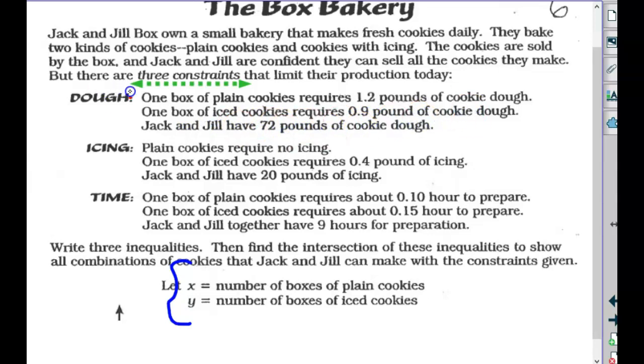So I'm going to use red for cookie dough, and we're going to say 1.2 for every box of plain, which would be X, plus 0.9 for every box of iced, which would be Y, and we have to stay under or equal to 72, less than or equal to. Does that make sense to everybody? Okay. Now we need to graph that.